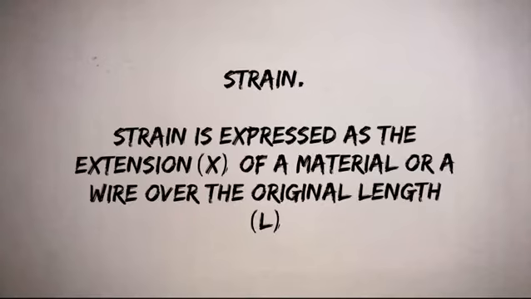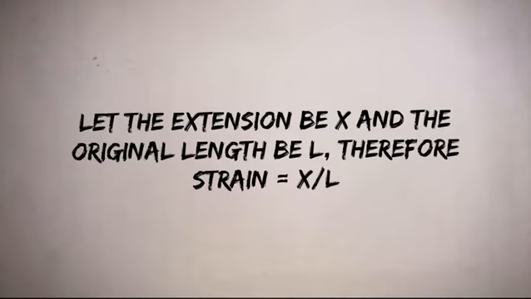Strain. Strain is expressed as the extension of a material or a wire over the original length. Let the extension be x and the original length be capital letter L. Therefore, strain is equal to x over L.